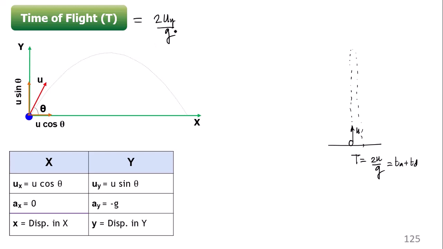Okay. So what is uy? uy is the component of velocity along the y direction, that is u sine theta. So time of flight can be written as 2 times u sine theta by g. So this is the time it will take to move up and then down. That means if I throw the projectile at point A, it will come down to point B, and in order to do that, how much time will it require? It will be 2u sine theta by g. So that is the expression for the time of flight.